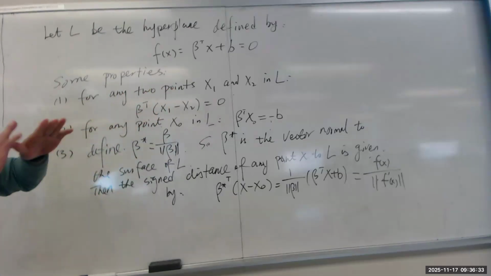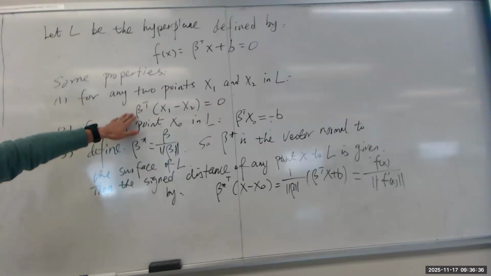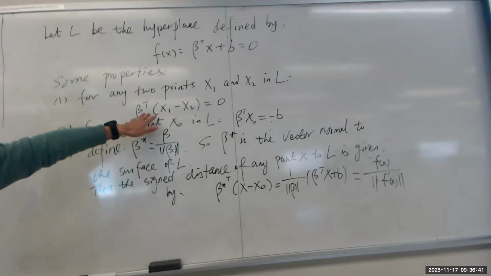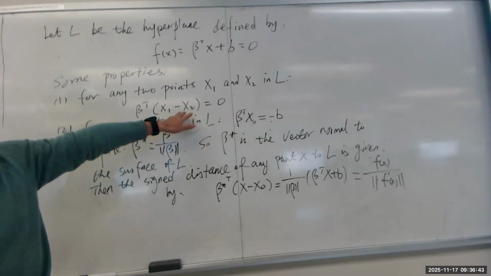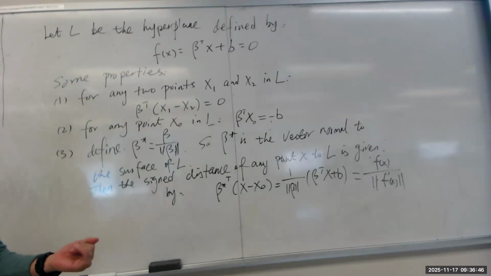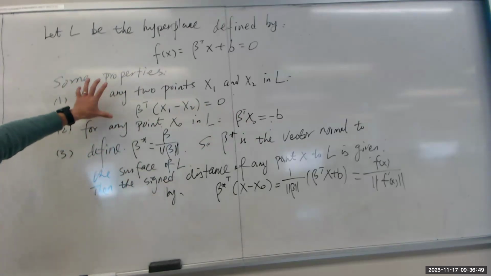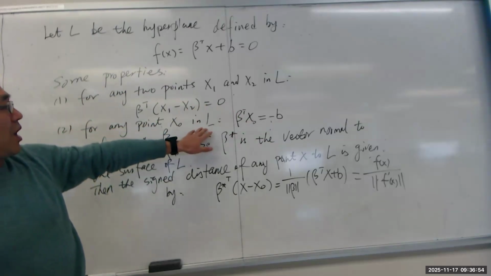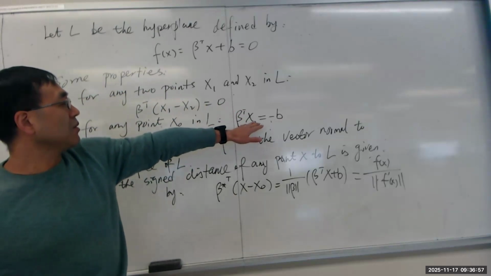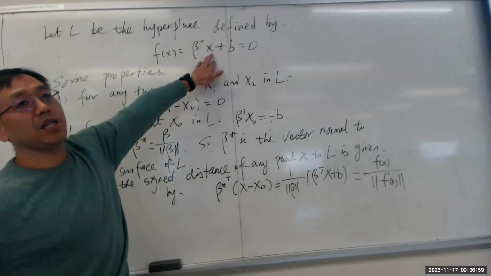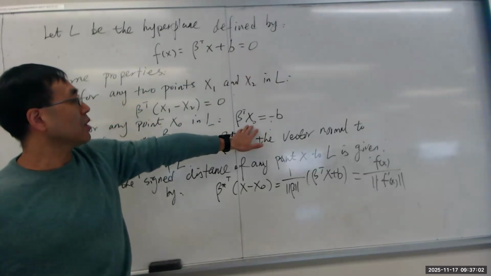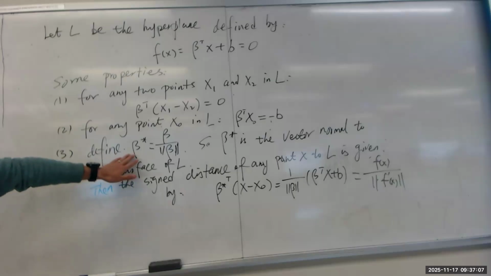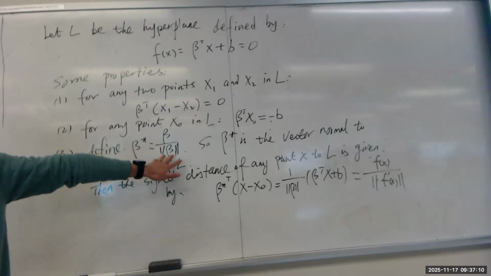Therefore, if you subtract these two, you have beta transpose (x1 minus x2) equal to 0, because beta transpose x1 equals minus b and beta transpose x2 equals minus b, so the difference is 0. So the first point is clear. The second point is for any point x0 in L, beta transpose x0 equals minus b. That's just plugging x0 in, so that's also clear.